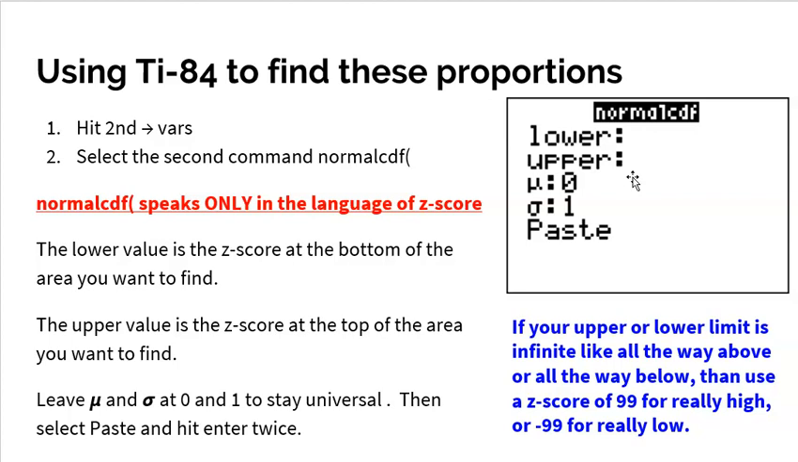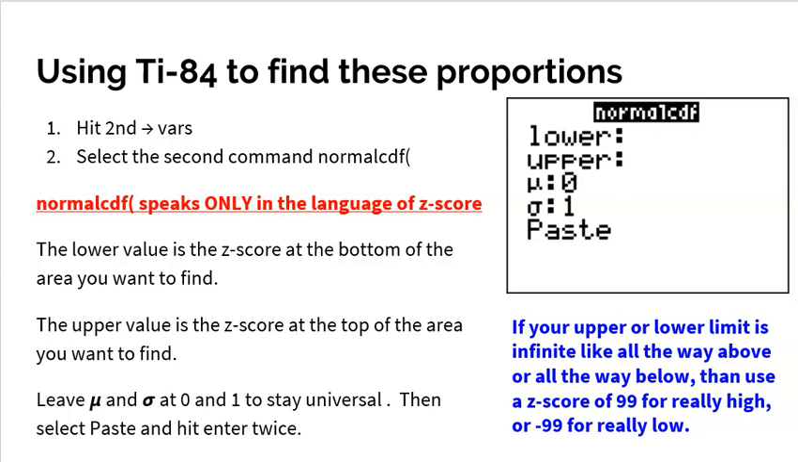And when you're speaking about z-scores, the mean is always going to be 0 in the middle, and the standard deviation is always going to be 1. 1 above, 2 above, 3 above, 1 below, 2 below, 3 below, and so forth. Now, if your upper or lower limit is infinite, like you want to go way above, all the way above forever, then you're going to use a 99 to represent that infinitely high z-score. Or if we want to go way below, then we want our lower value to be negative 99 to represent an unbelievably low z-score. Now, those are just numbers that are representing something that's extremely high or extremely low.